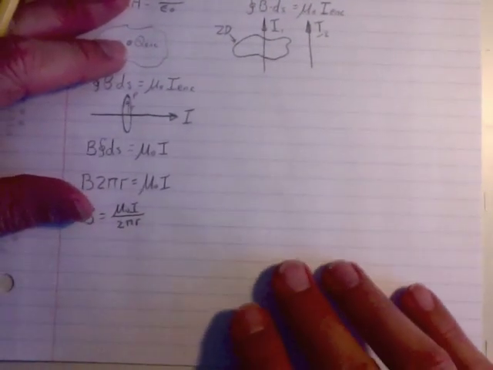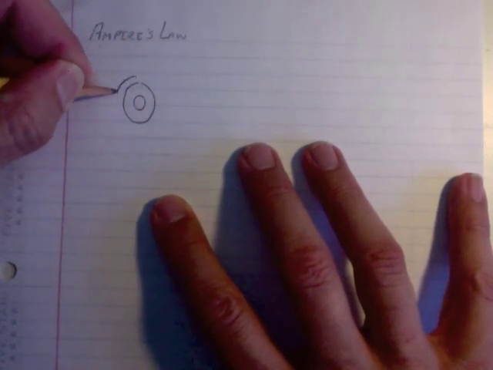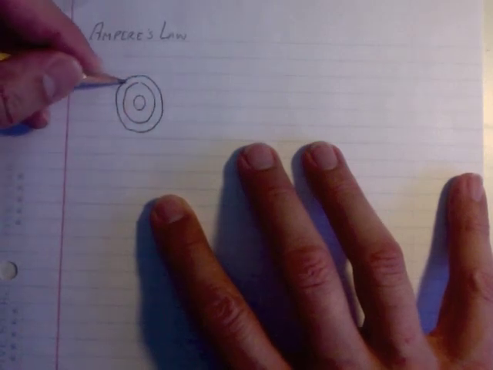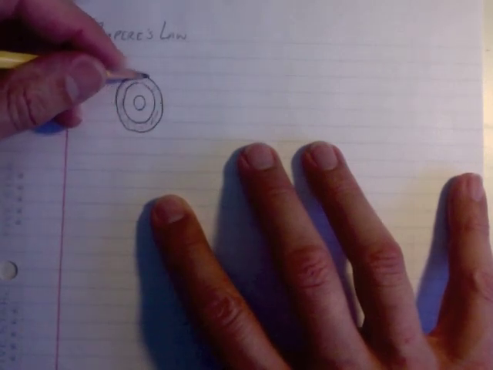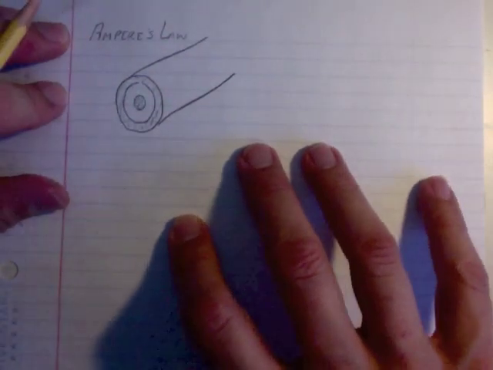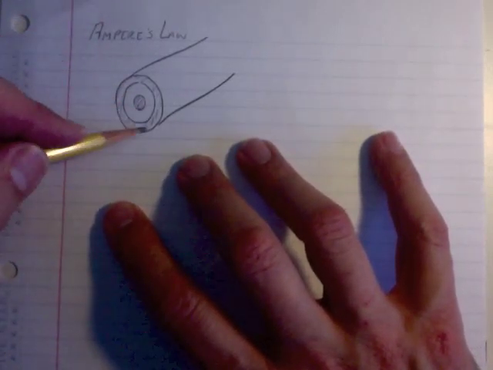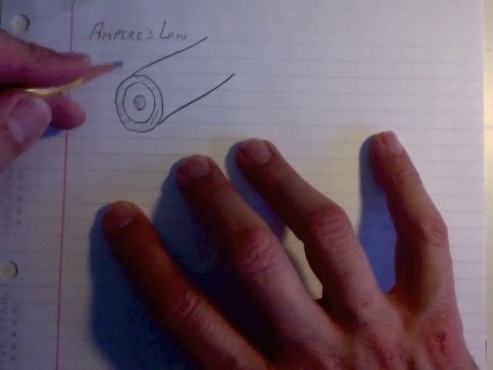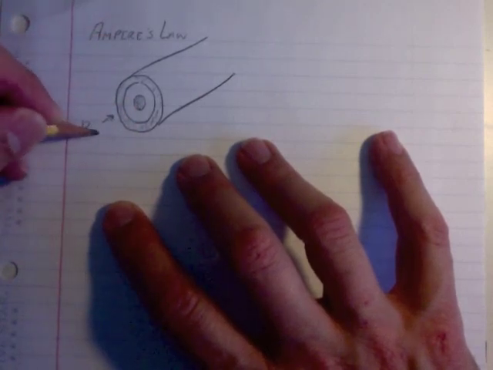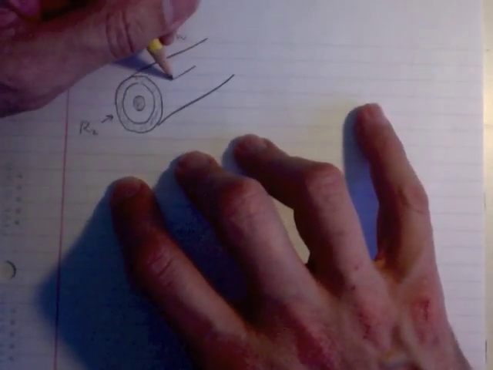If we do this now, let me get a new paper. If we do this now for a coaxial cable, and let me shade this in. That's one current carrying surface right there, and this is another current carrying surface there. Okay, and let's say this is thin. Let's say this is just a uniform radius R2, and it has a current I2, put it like that.